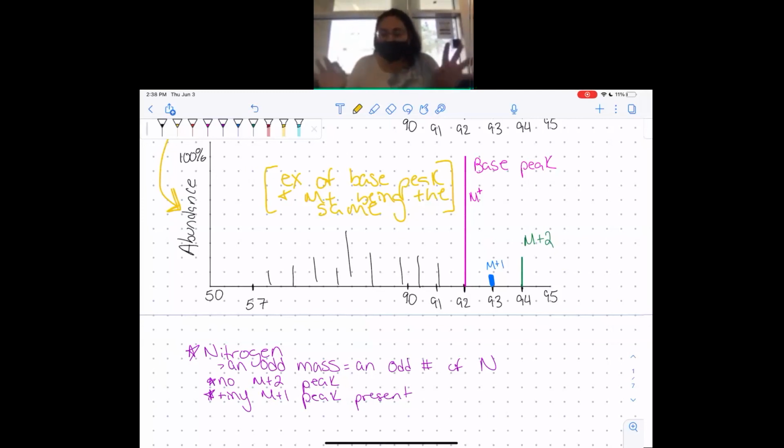So someone asked about the odd mass. Let me clear that up. Just mass in general: if the molecule has an odd mass, that means an odd number of nitrogens.